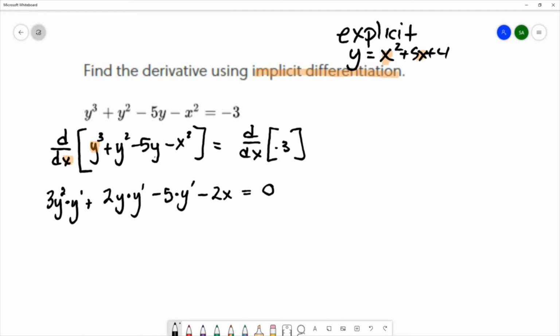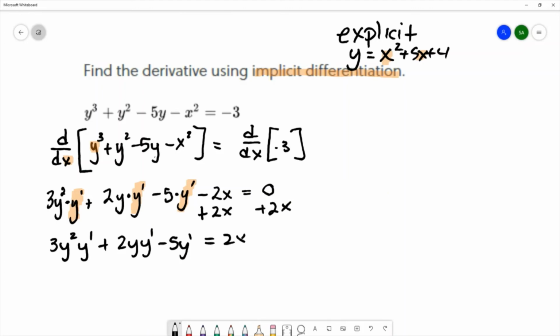So once we've calculated the derivative with respect to x on both sides, what we want to do is notice when we have a y prime in our terms. You want to collect all the terms with y prime, the derivative of y, on one side of the equation, and all the terms that don't have y prime on the other side. So we just have one term that doesn't have y prime, so I'll move that one term to the other side of the equation. So I have 3y squared y prime plus 2y y prime minus 5y prime equals 2x.